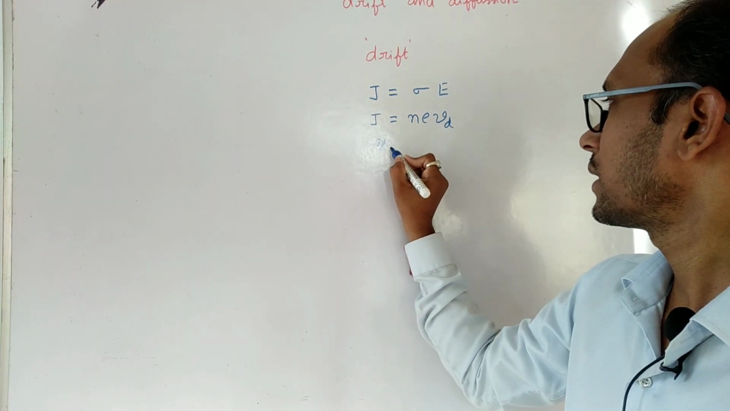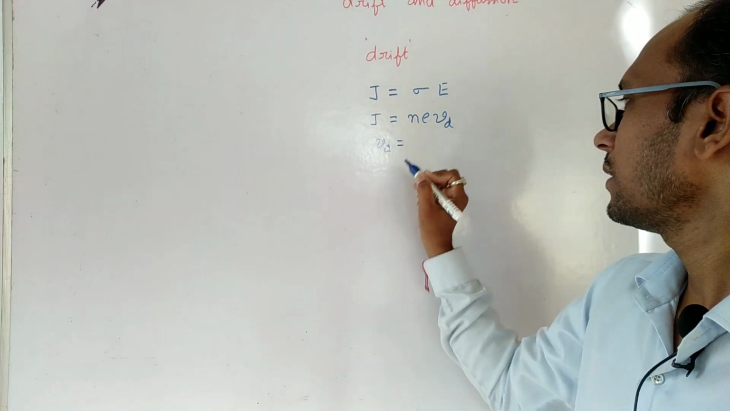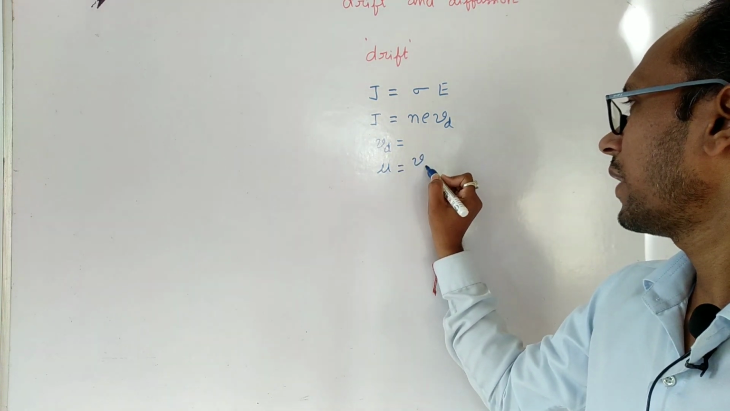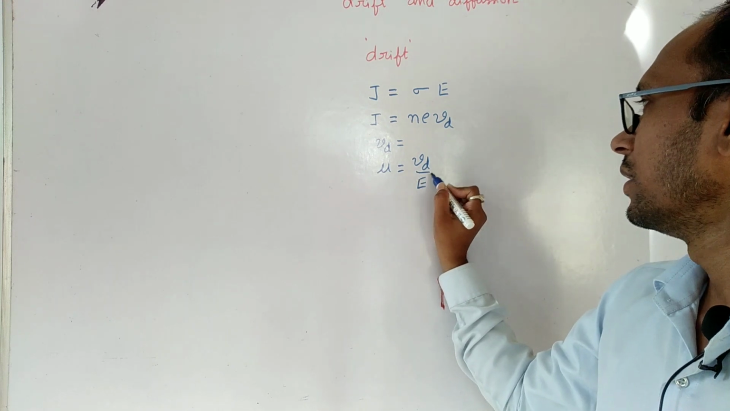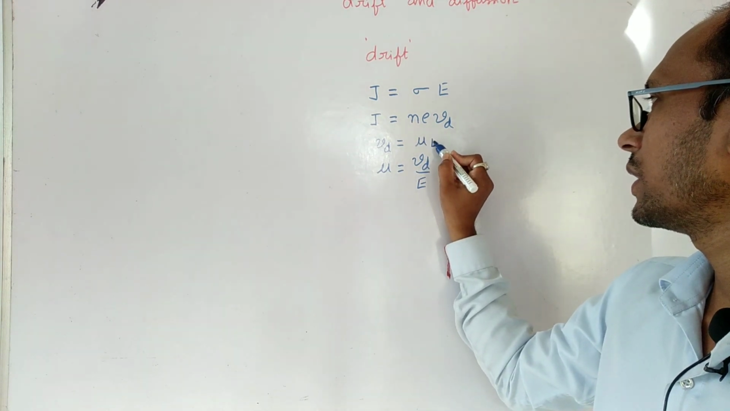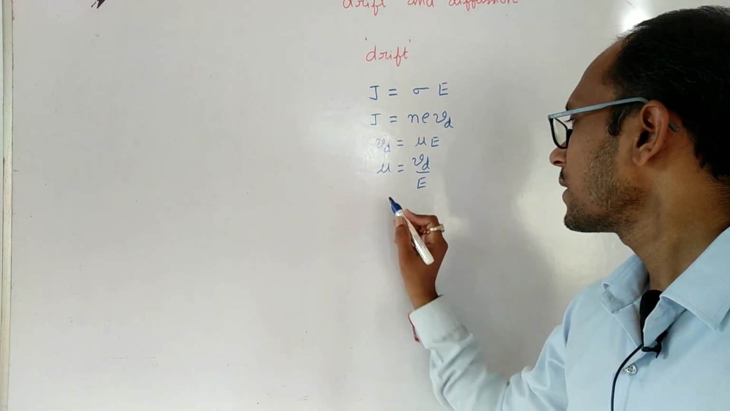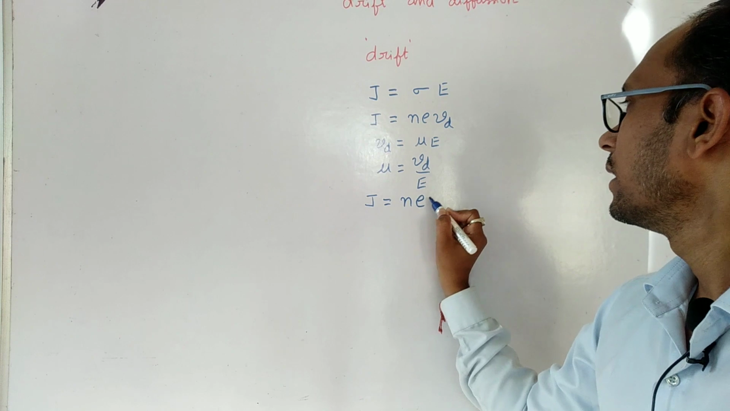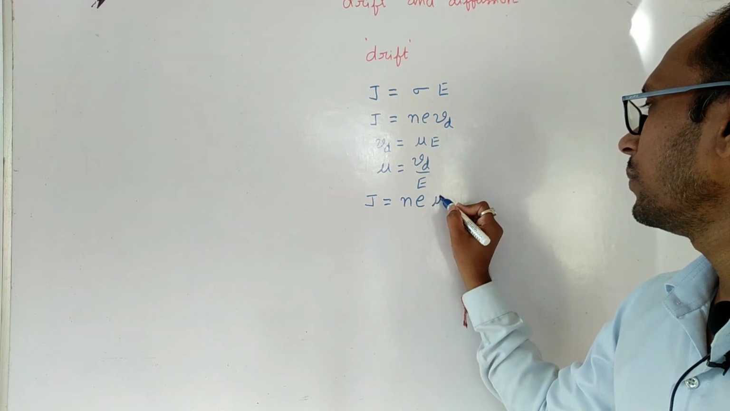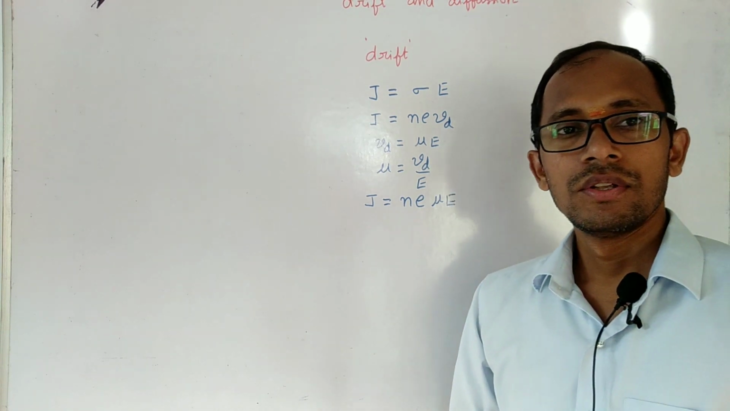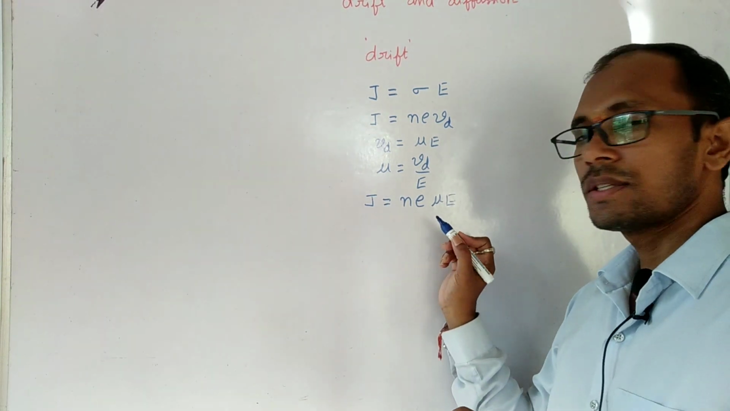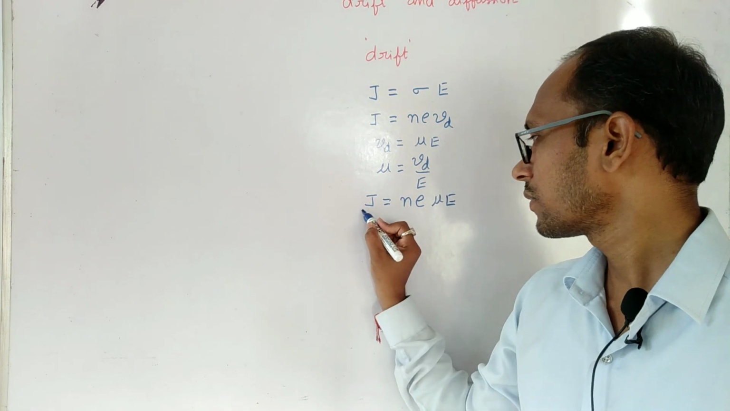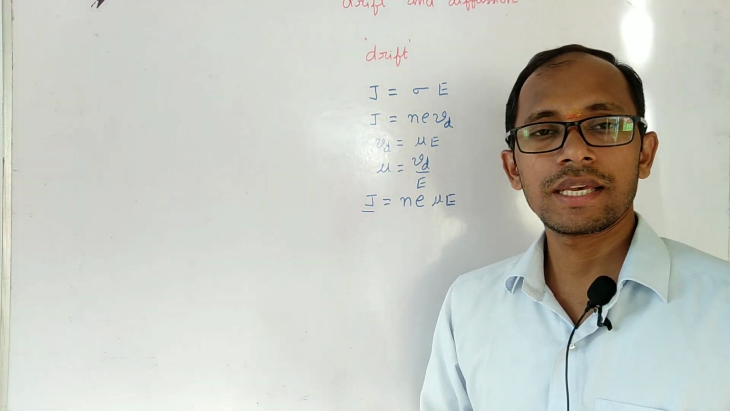And also we know the drift velocity in terms of mobility. We define mu as vd by E, so vd is equal to mu into E. From this we can write J is equal to n e mu E. This is the general case, which we discussed for conductivity due to electrons in metals.